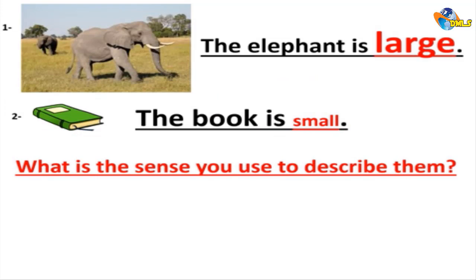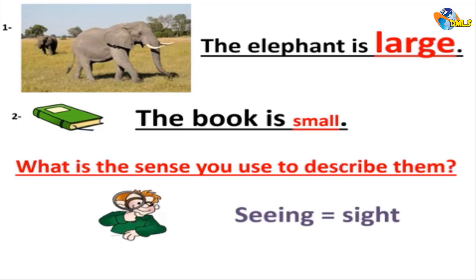What is the sense from your 5 senses you use to describe them? You use hearing or seeing or tasting, touching? Can you tell me? It is seeing. We use our eyes to see that the elephant is large and the book is small. Okay.